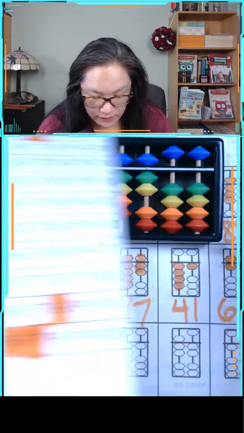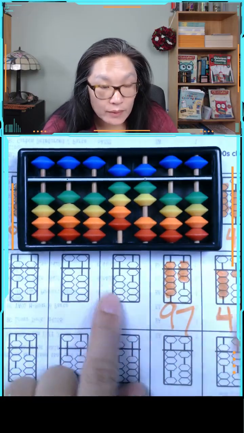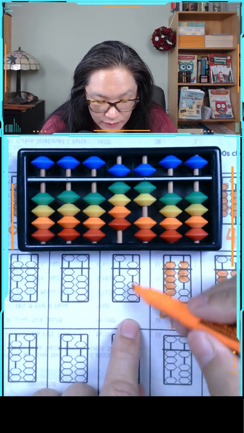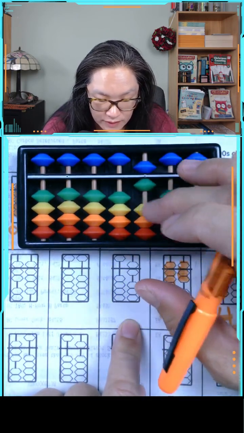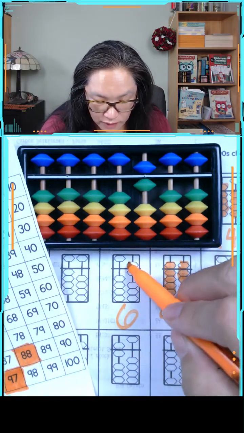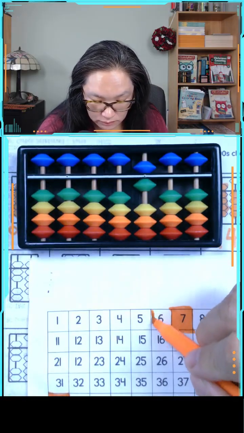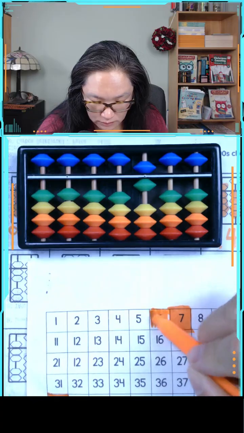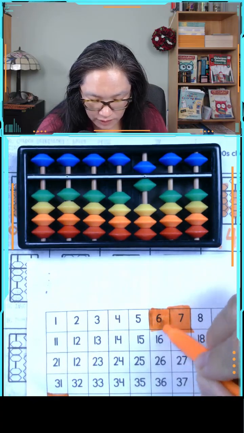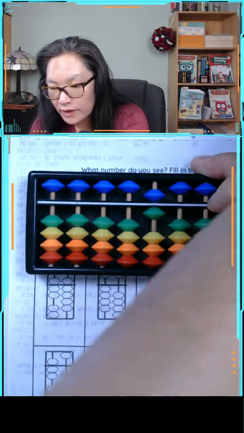Oh, I like this activity. I do like this activity. We have our next number. We have 0, and then we have 6. 0, and then 6. That is our number. So I color it in, and it becomes 6. There we go. And then we have this one.